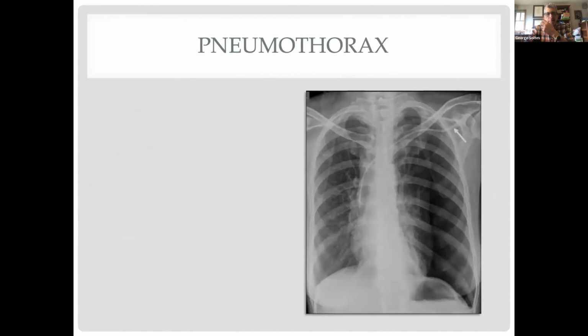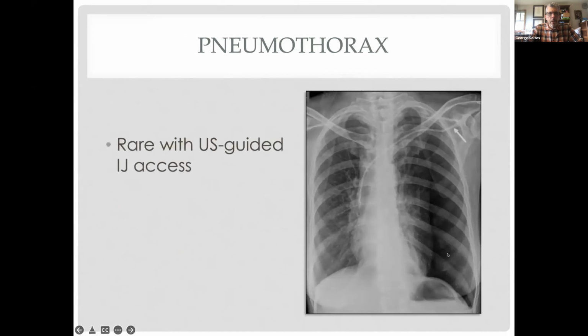So pneumothorax, here's something you all see: subclavian catheter, big giant pneumo. These days with ultrasound guided IJ access, again, never say never, but we should never be causing pneumothoraxes when radiologists place catheters, bottom line. If you see one, hopefully it's one that somebody else caused. In all of my talks, I have this OF versus NOF terminology, which means our fault and not our fault.